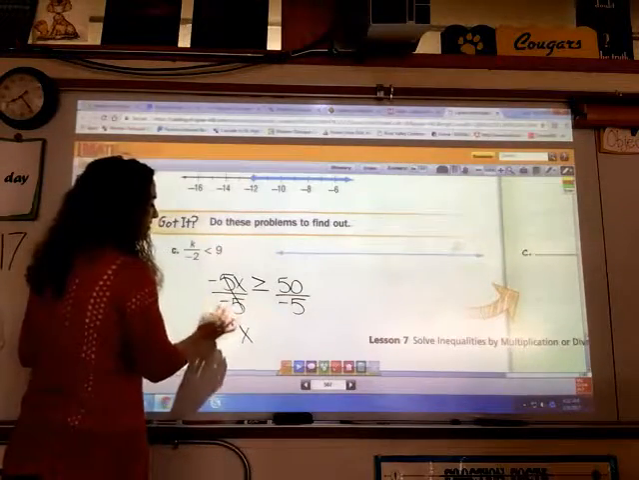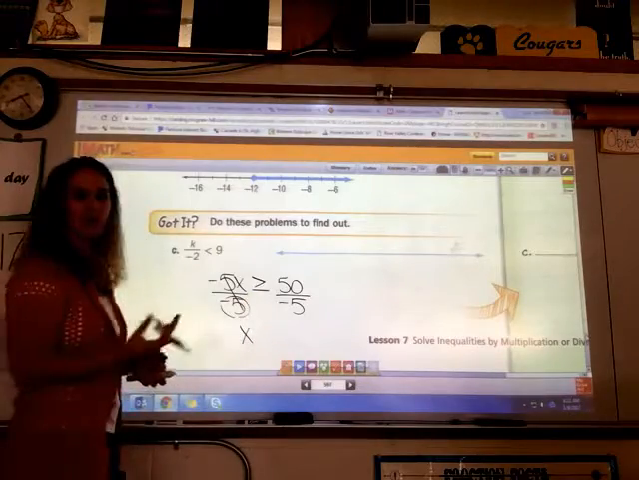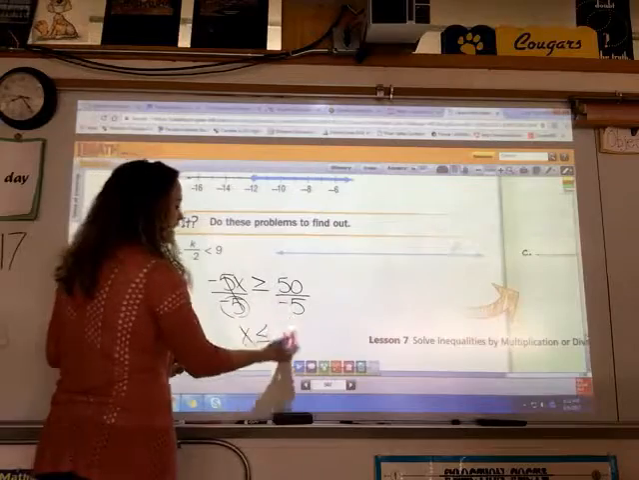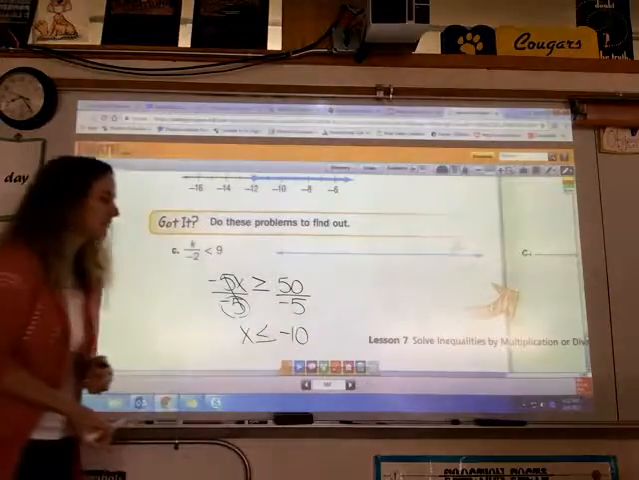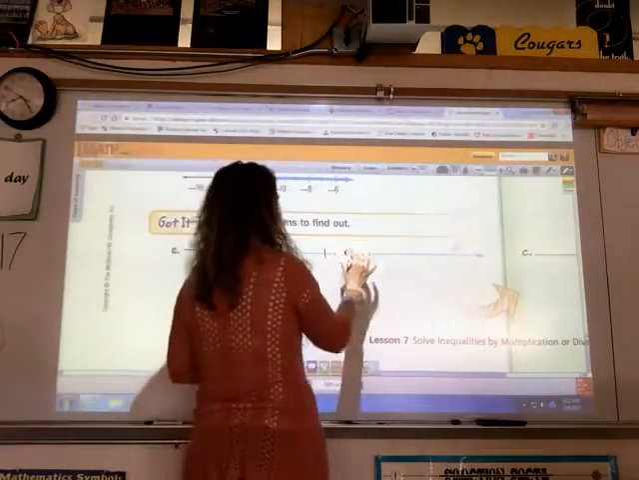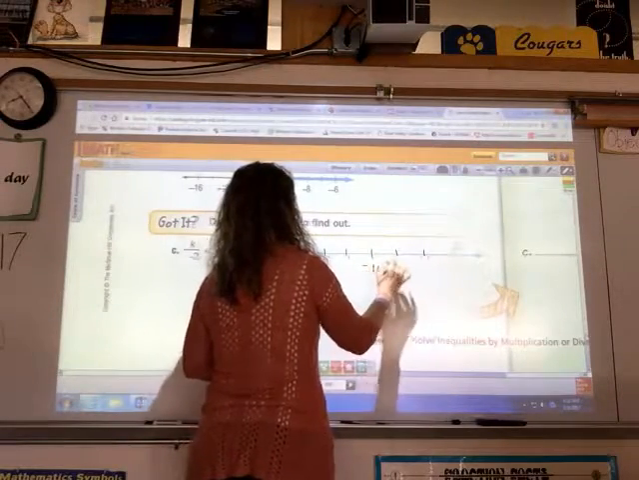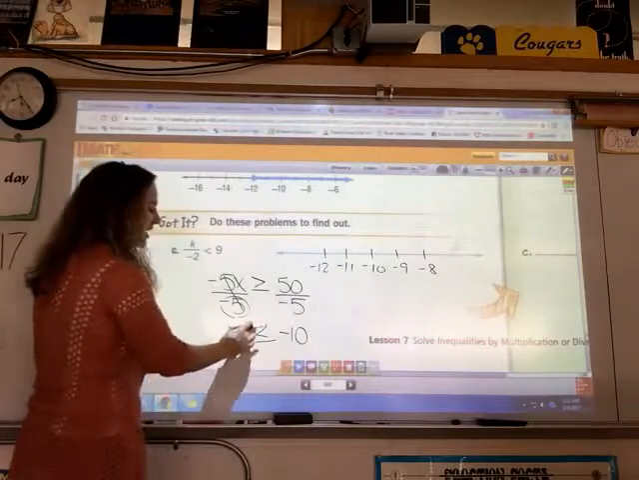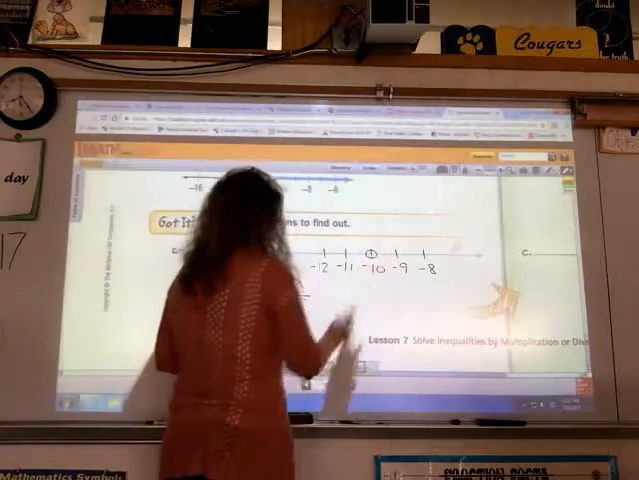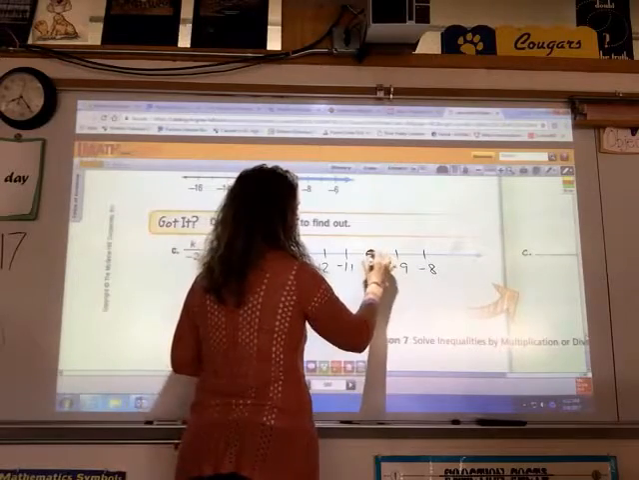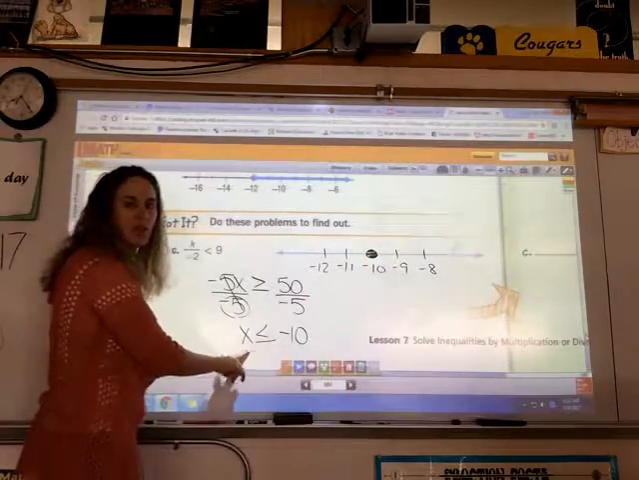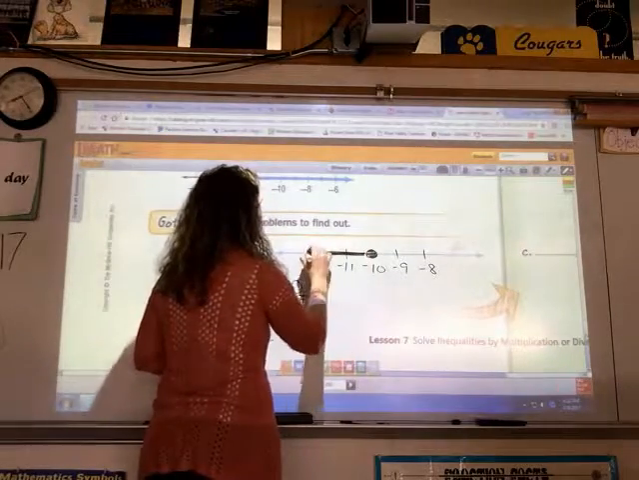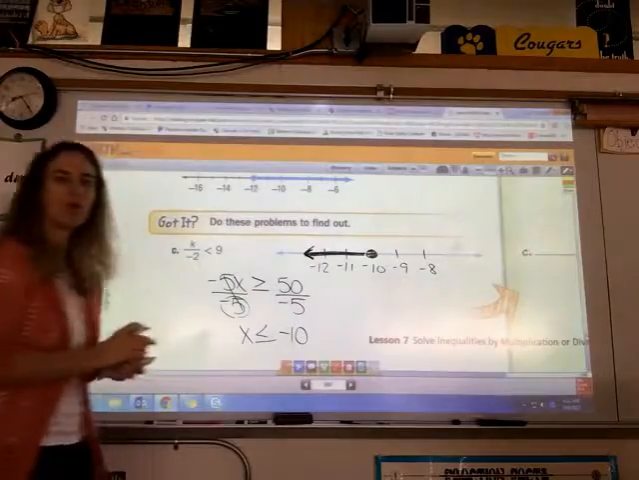X is left. Because I'm dividing by a negative, I have to make sure that I reverse that symbol. So it was greater than or equal to, now it becomes less than or equal to. 50 divided by negative 5 would be negative 10. So now I can go ahead and graph this. It's x is less than or equal to negative 10, so I'm going to put a closed circle on negative 10, and I'm talking about numbers that are less than, so numbers less than negative 10 would be graphed to the left. So I'm going to darken in my arrow that way.